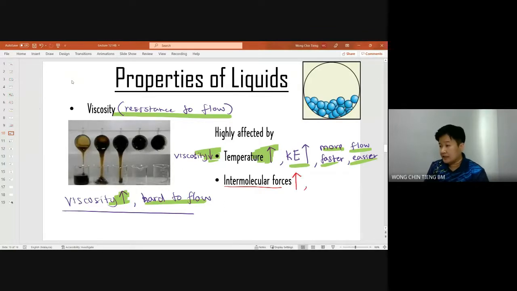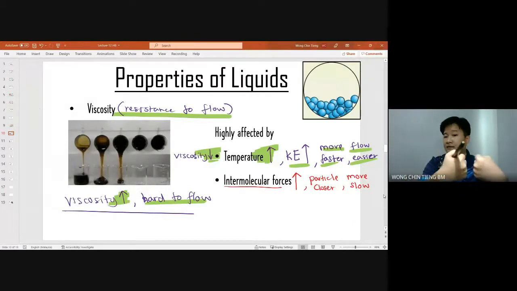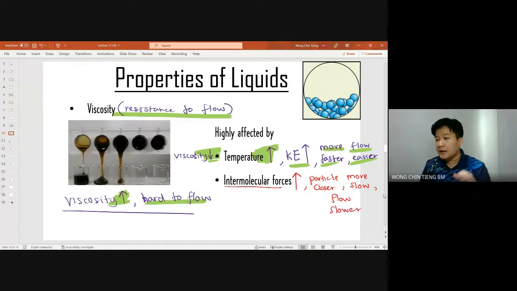Bila intermolecular forces tinggi, alright, particles will be closer to each other. Bila partikel closer to each other, pergerakan akan jadi lambat. Move slow. Betul? Dan bila saya tarik dengan kuat, saya tarik kawan saya dengan kuat ni, tarik kuat gila. Kawan kamu nak mengalir, kamu duduk tarik dia. Alright, so apa jadi? Kita akan flow slower. Dan bila kamu mengalir dengan lambat, itu maksudnya viscosity kamu sangat tinggi. And you can see the relationship over here, guys. Viscosity is high when the intermolecular forces is high. And in here, they are directly proportional. Nampak? Nampak beza saya? Okay.